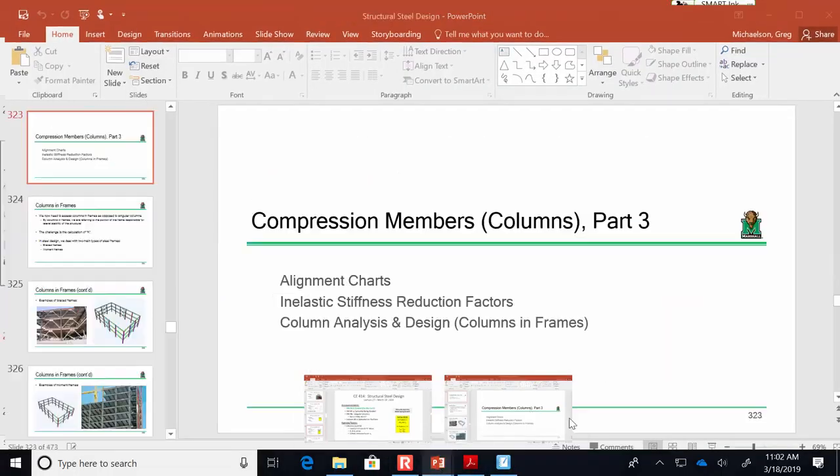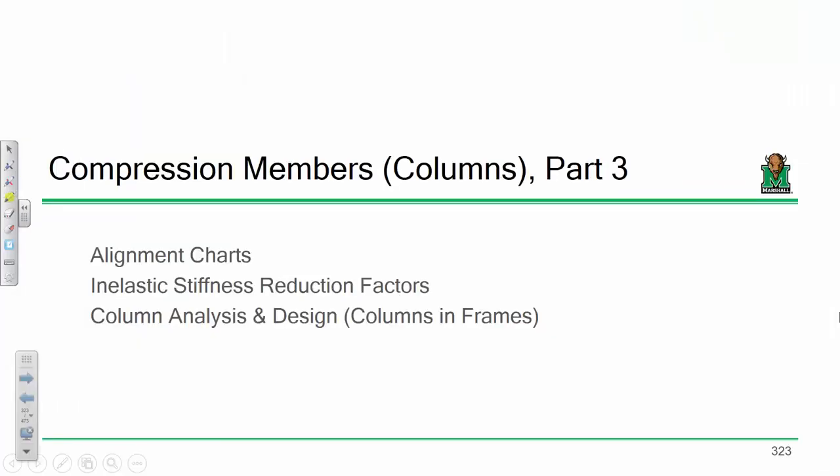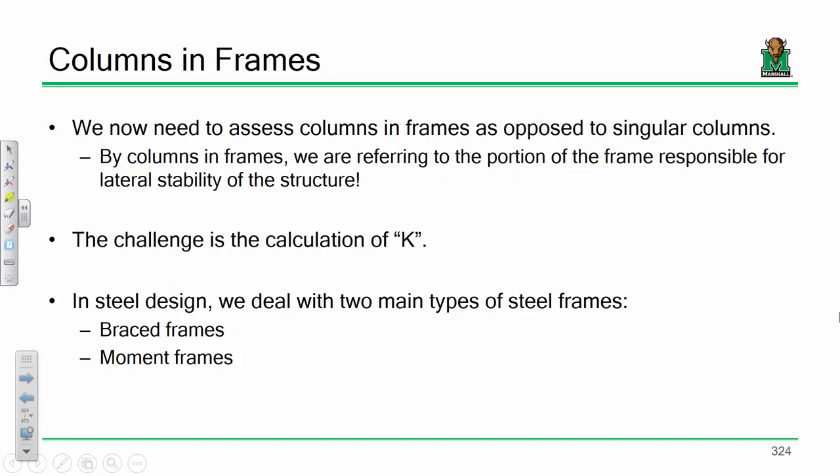I mentioned this last time, but the big difference between K factors for individual columns and K factors for columns in frames is how you determine K. With singular columns, you can just look it up. For columns in frames, you have to do a little bit of figuring. So first off, it would help if I turn the remote on. Okay, so like I said, the calculation of K, that's the challenge. I want to be absolutely clear, though, that everything else is exactly the same. Method 1, method 2, method 3, everything is the same. Checking local buckling, none of that changes. The only thing that changes is K.